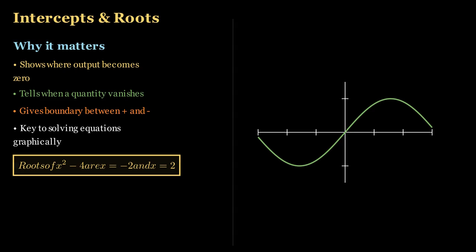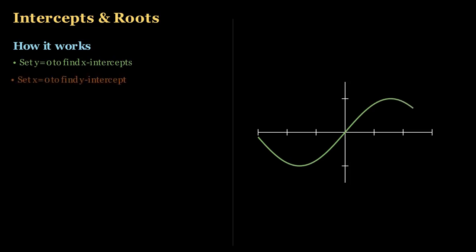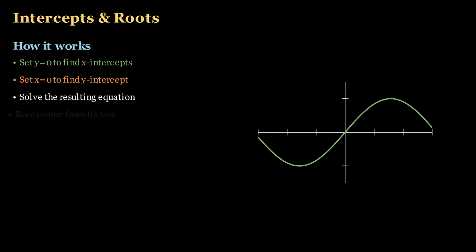Finding intercepts is straightforward because we use their definitions. To find an x-intercept, we know the point lies on the x-axis, so its y-coordinate is 0. We substitute y equals 0 into the equation of the graph and solve for x. To find the y-intercept, we know the point lies on the y-axis, so x equals 0. We substitute x equals 0 and solve for y. For a function written as f(x), the roots are simply the solutions to f(x) = 0. This turns a visual question into an algebra problem.